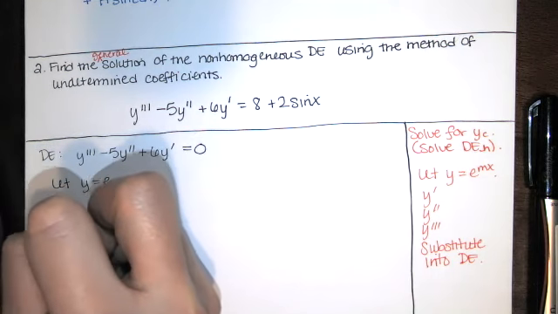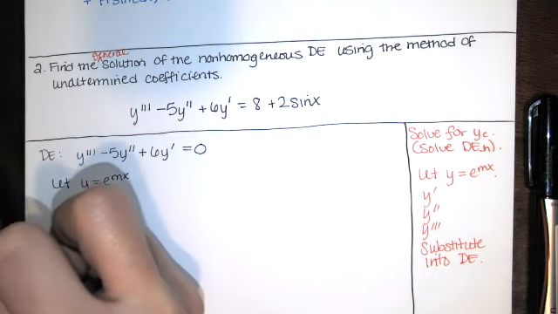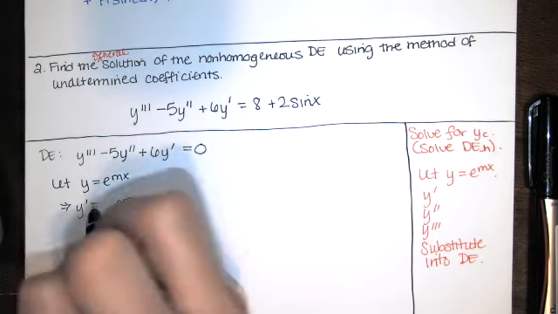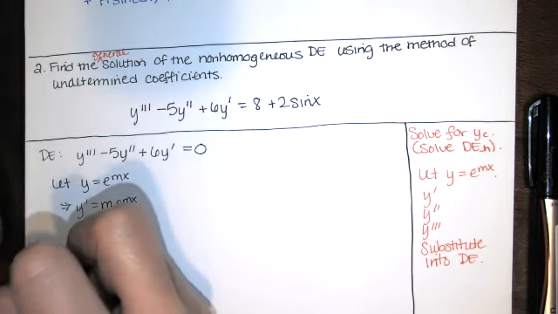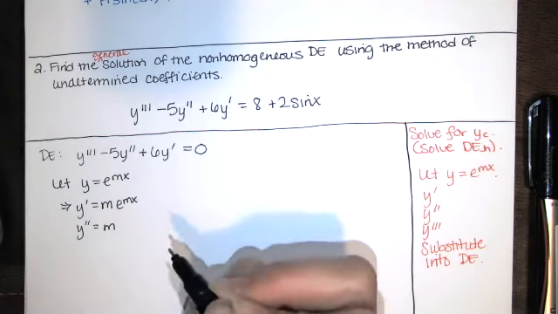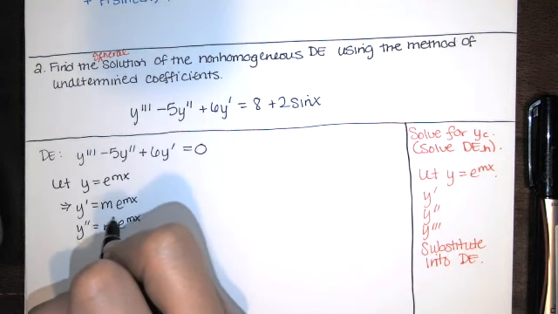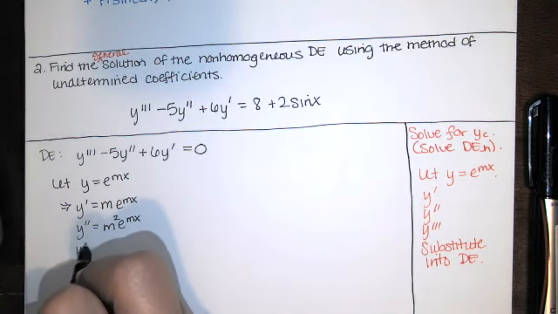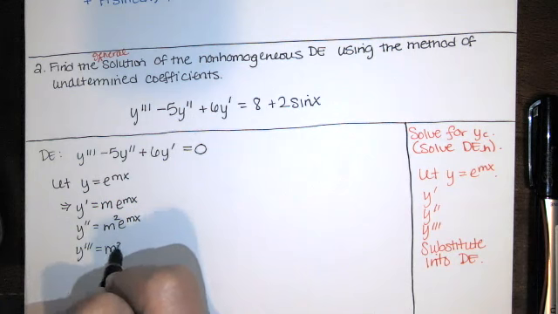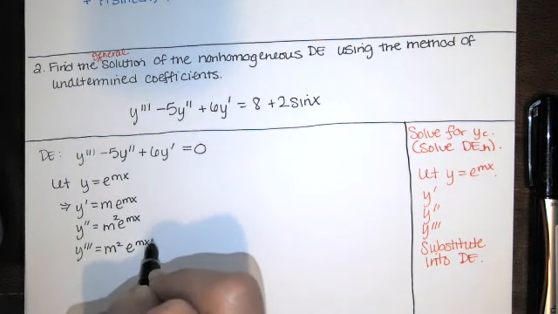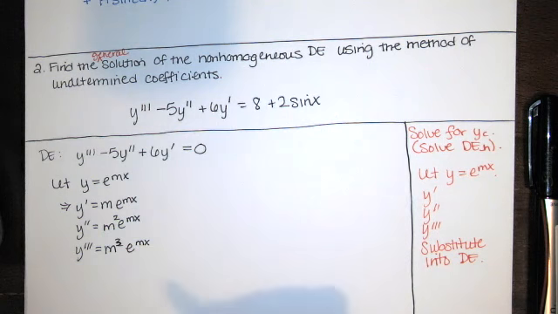Going to let y equal e to the mx. Then y prime is e to the mx times the derivative of the inside, which is an m. You take the derivative again, you bring the m down. Derivative of e to the mx is e to the mx times the derivative of the inside, which is another m. Bring your m squared down because that's a constant. Derivative of e to the mx is e to the mx times another m, the derivative of the inside, so we get an m cubed.